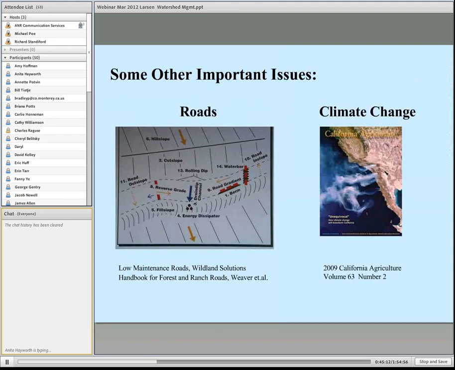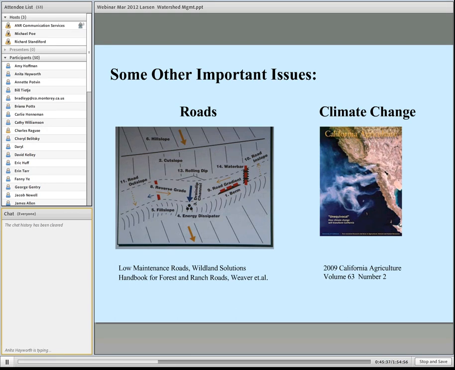A couple other issues that are not in the chapter, but are important. One has been important for a long time. Another one, in recent years, has gained more importance in looking at what will happen in the future. And the one issue is that of roads. A lot of information can be found out there about roads.